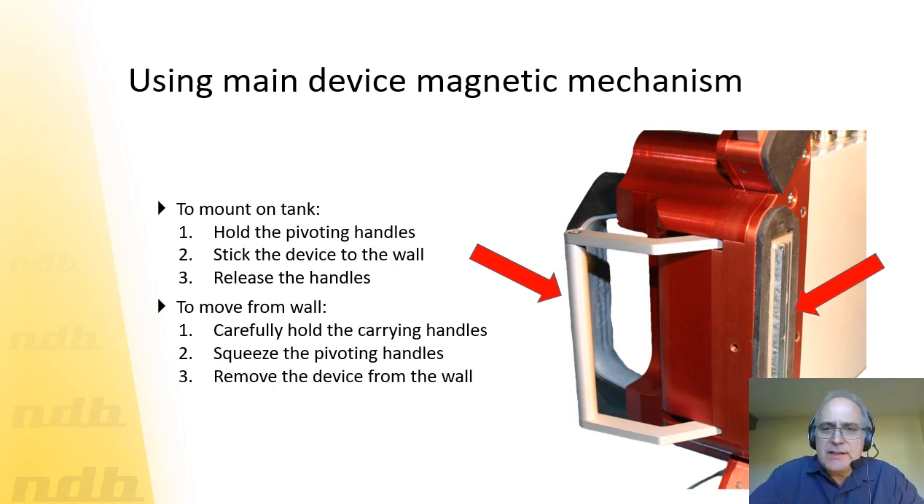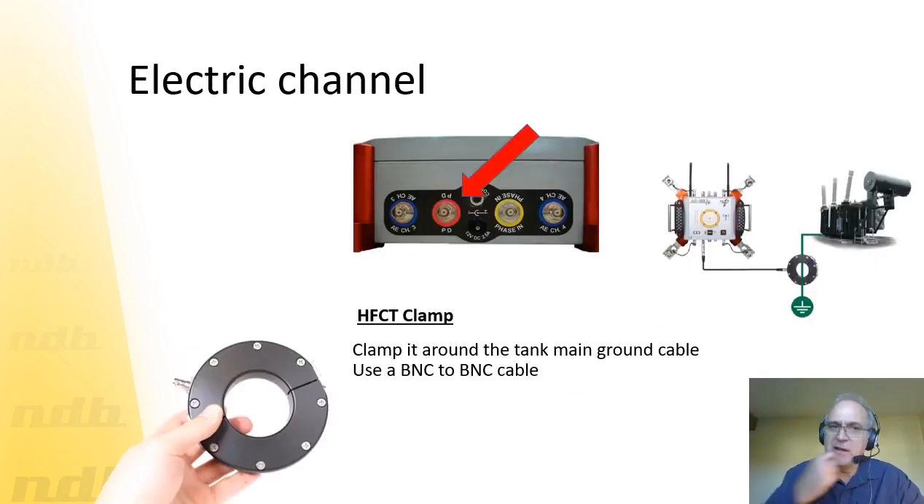Then to release or to place the unit on the transformer wall, we have a magnet release that will help you to position the unit on the transformer. So just be careful about those magnets, they are quite strong. The electric channel is located under the unit. It's a standard BNC cable that runs between the AE-150 and the HFCT or the UHF antenna. But it's only a standard BNC which is provided in the case.